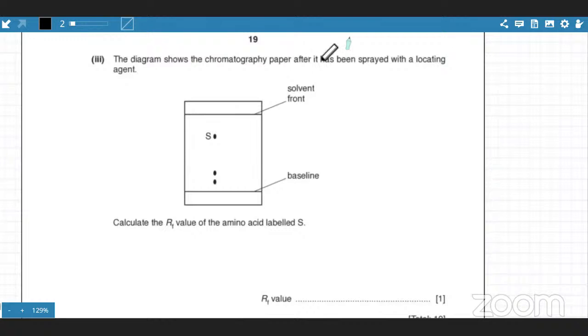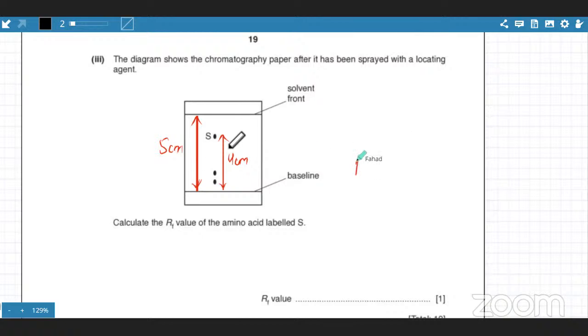The diagram shows the chromatography paper after it has been sprayed with the locating agent. So you start seeing these amino acids. Calculate the RF value of the amino acid labeled S. What you're going to simply do is, I don't have a ruler with me, but in your exams, you're going to have a ruler. What you're going to do is measure the distance from the baseline. Measure this distance. Let's assume that I'm getting 4 centimeters on my ruler, and measure this distance, the solvent. How much is the solvent traveling? My hunch is that it's approximately traveling 5 centimeters. Now remember, I don't have a ruler. You're going to use a ruler on your paper, and you're going to measure these distances.